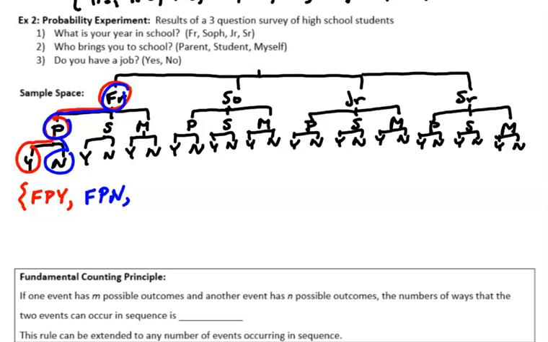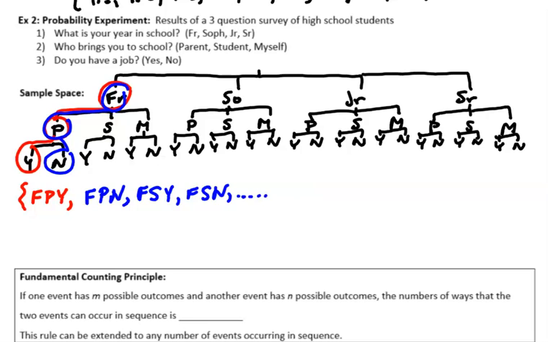And then I could continue going down other branches. Freshman, student drove me, yes. Freshman, student drove me, no, I don't have a job. Freshman, I drove myself, yes, I have a job. Freshman, I drove myself, no, I don't have a job. Chances are if I were to find how many people answered that question, I would probably have no responses for that outcome because freshmen usually can't drive themselves. But anyway, I could continue to do freshman, student drove them, yes. Freshman, student drove them, no, etc., etc.